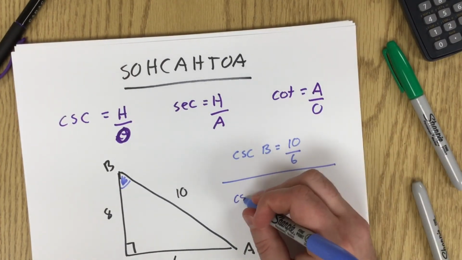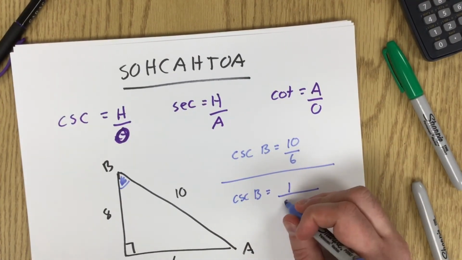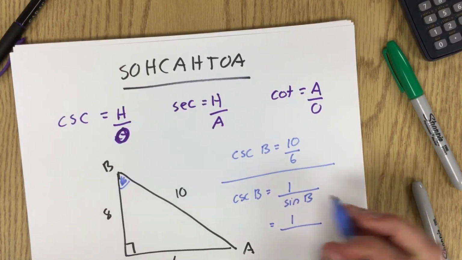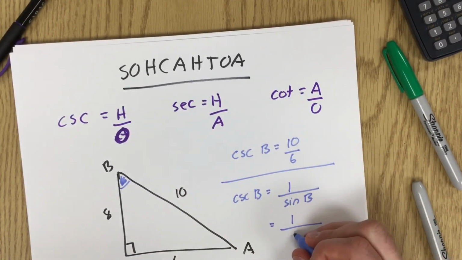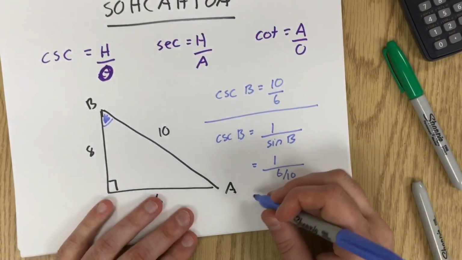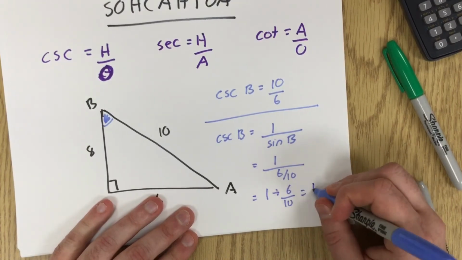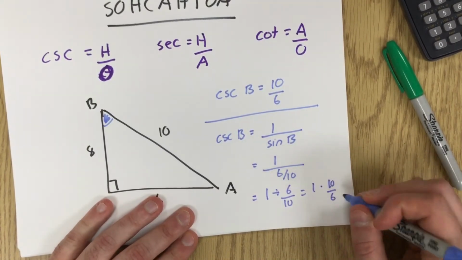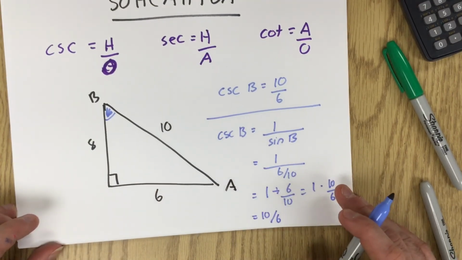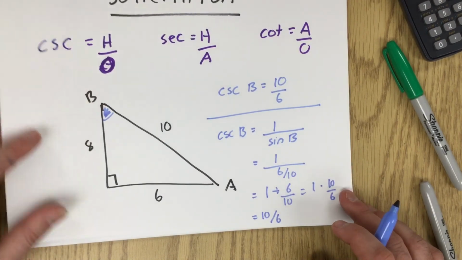Another way of doing cosecant of B would be to say that's 1 over the sine of B. And the sine of B is going to be 6 over 10. So it's 1 over 6 over 10, which is 1 divided by 6 over 10, which is 1 times 10 over 6, which is 10 divided by 6. And both of these ways work in terms of figuring out the ratios.